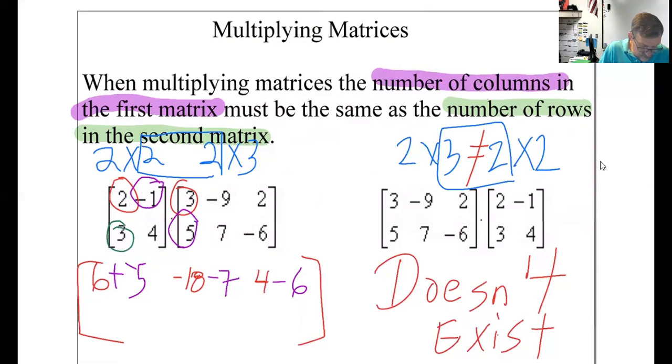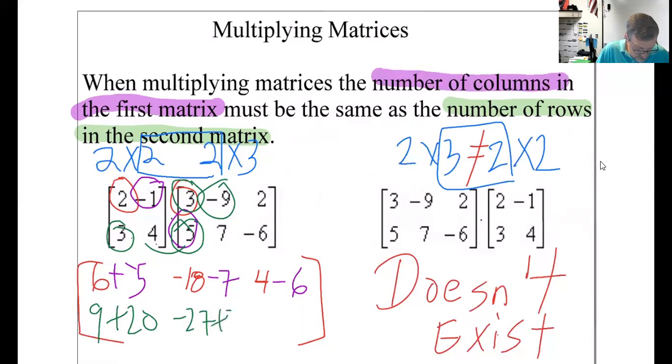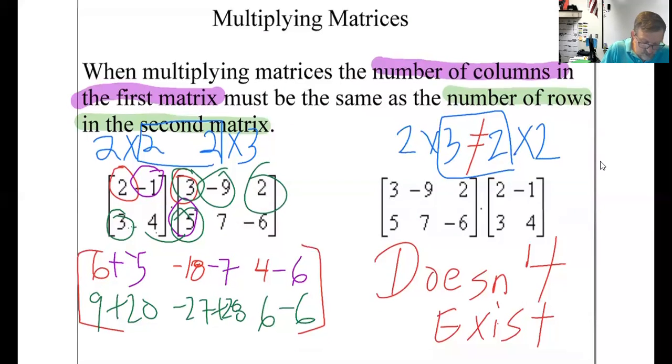So this time it's the 3s. So 3 times 3 is 9. I'm just going to keep everything green here because we're going to run out of colors. And then 3 times 5 is 15. I'm sorry, 4 times 5 is 20. 3 times negative 9 is negative 27. And 4 times 7 is 28. 3 times 2 is 6. And then 3 times negative 6 is negative 6.